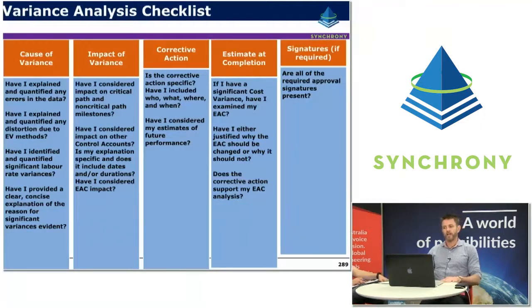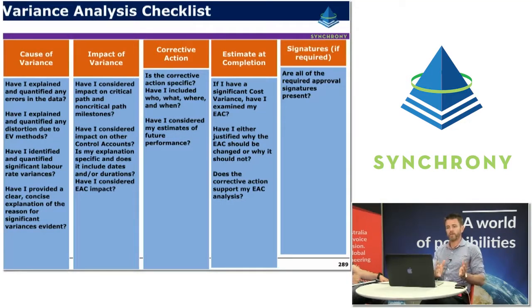So the variance analysis checklist. The idea with variance analysis is that once you've identified a significant variance, you want to understand the cause of the variance and the root cause of the variance. So you should be asking yourself questions such as, have I explained and quantified errors in the data? So have you checked the data for validity? Have I explained and quantified distortion due to any earned value technique? So if you're using an earned value technique that's not quite perfect, be able to understand that and rule that out of the equation. Have I identified and quantified significant labour rate variances, for example, or changes in rates? Or have I provided a clear and concise explanation of the reason for the variances?